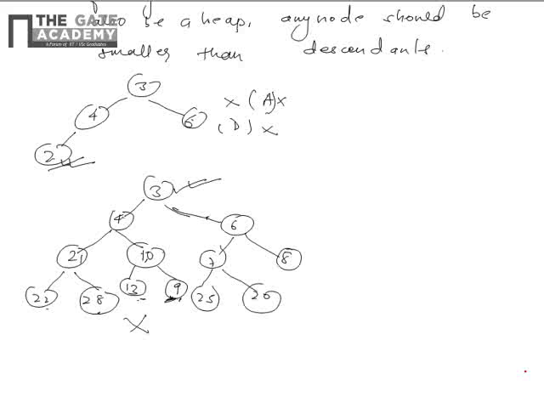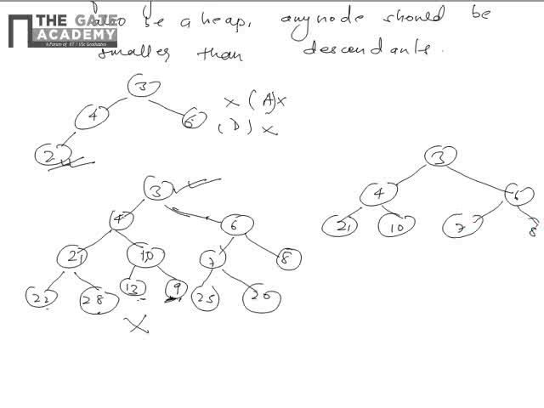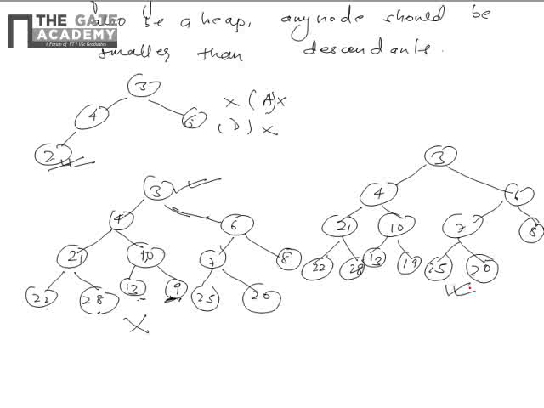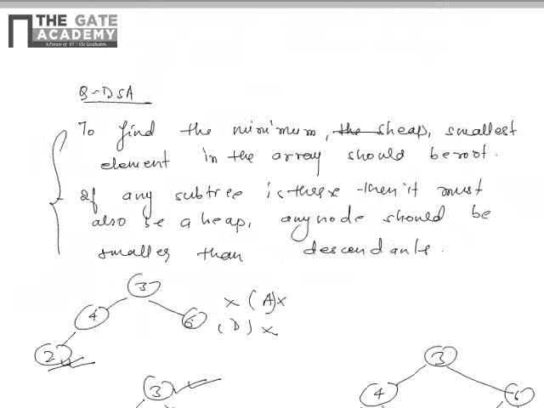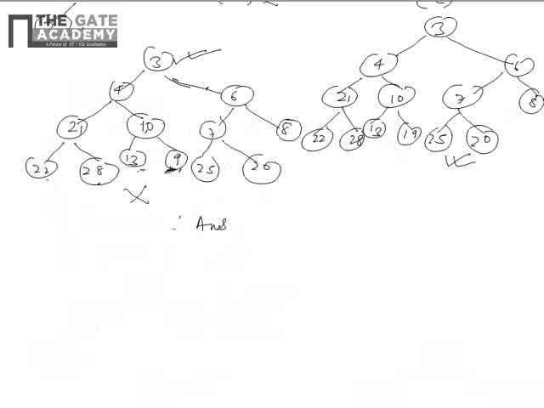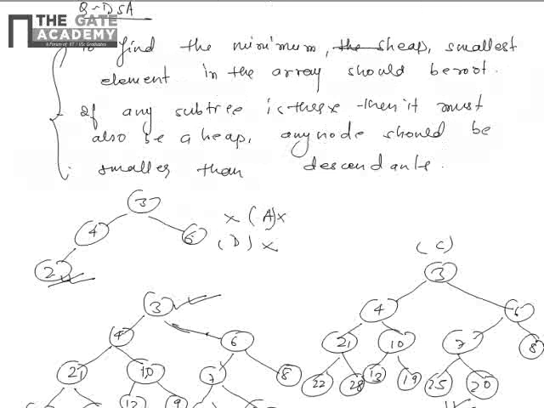So C is the answer, but we will verify by the diagram. It is 3, 4, 6, then 21, 10, 7, 8, 22, 28, 13, 19, 25 and 20. So this follows the basic rule which I discussed here. So this is our heap, this is the C option, therefore the answer is C for the first part. Okay, so this was the first part.